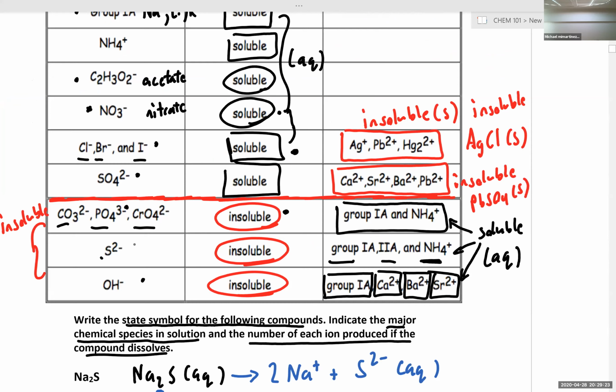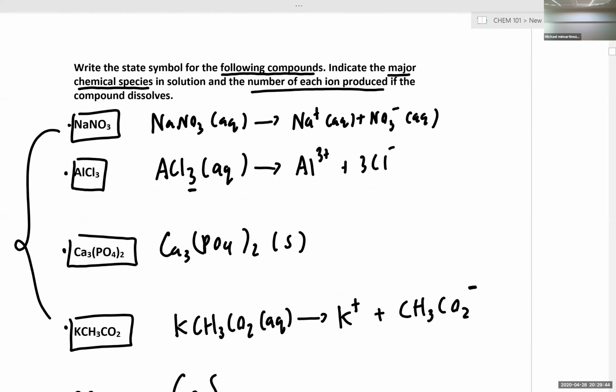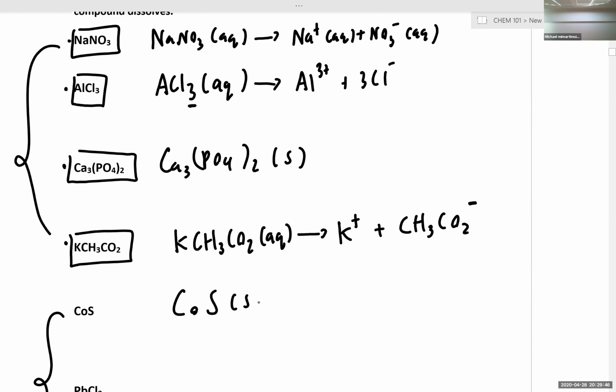Looking at sulfide, are sulfide salts in general soluble or insoluble? And I see a lot of people are replying that they're insoluble. Exactly right. So we're going to put a solid symbol. Cobalt sulfide does not dissociate.